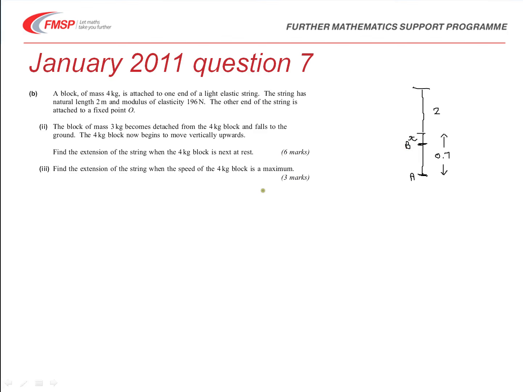Okay, so this method will involve energies. So if we look at A, we can say that the gravitational potential energy at A is 0. We can choose that as our 0 level. So that's the GPE being 0. We know that it starts from rest, so its kinetic energy is going to be 0.